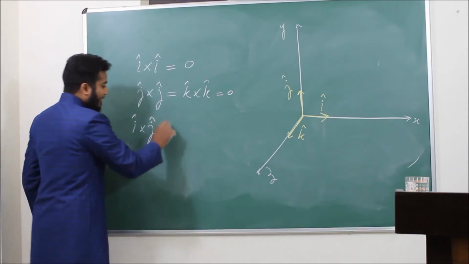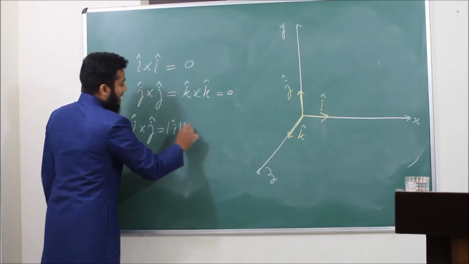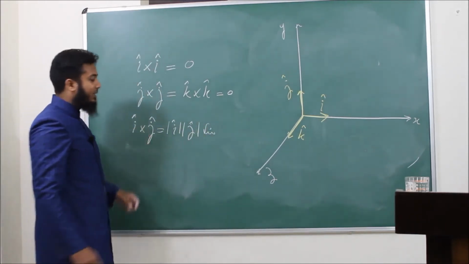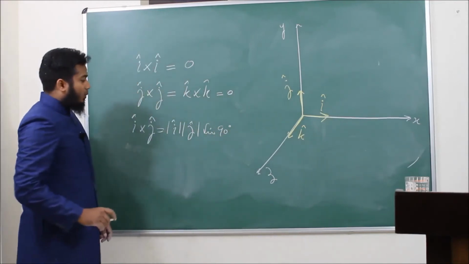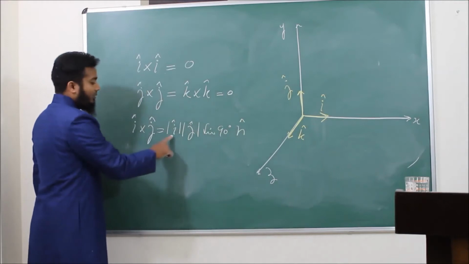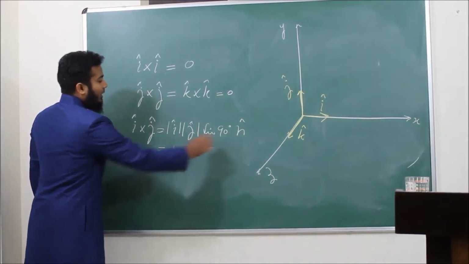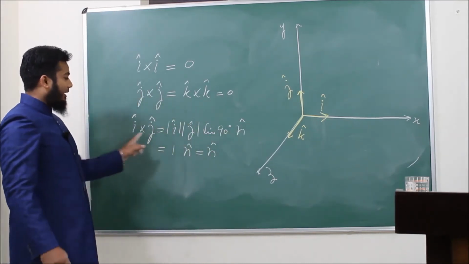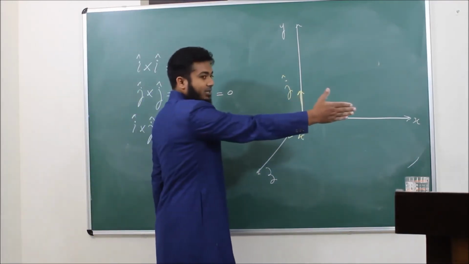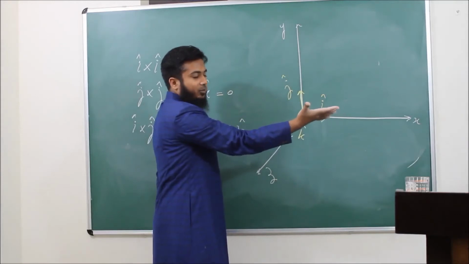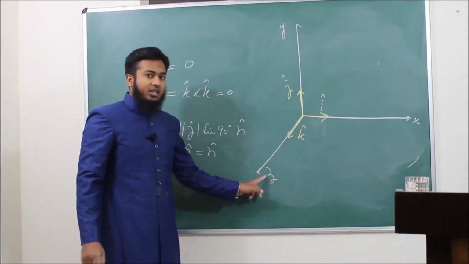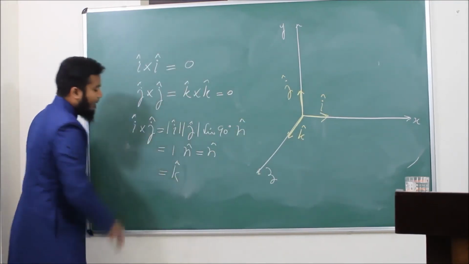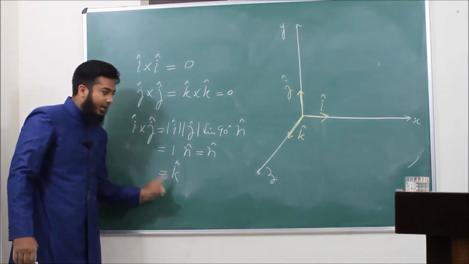So I cross J, I can write it like this: the magnitude of I times the magnitude of J and sine of the angle between I and J. That angle is 90 degrees, and sine 90 is 1, and with a unit vector n cap. Now this is 1, and this is also 1. So 1 and a unit vector n cap. Then this is just a unit vector n cap. So find a unit vector in the direction of I cross J. What is I cross J? This is I, this is J, and thumb is out of the board, and out of the board direction is z-axis. So a unit vector along z-axis, which is what? K. So this is equal to K. So I cross J is a unit vector, that is K.